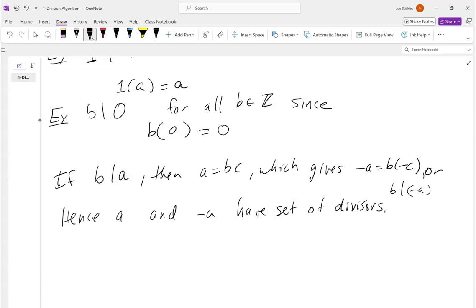We refer to those kind of numbers, I can always divide by those, as units. So the integers only have 2 units. We'll talk more about units later. Units are the things that we can always divide by. I can sometimes divide by 2 in the integers, but I can't always divide by 2, right? So that's why 2 is not a unit. But I can always divide by 1. I can always divide by negative 1. So the units are the things that you can always divide by no matter what.